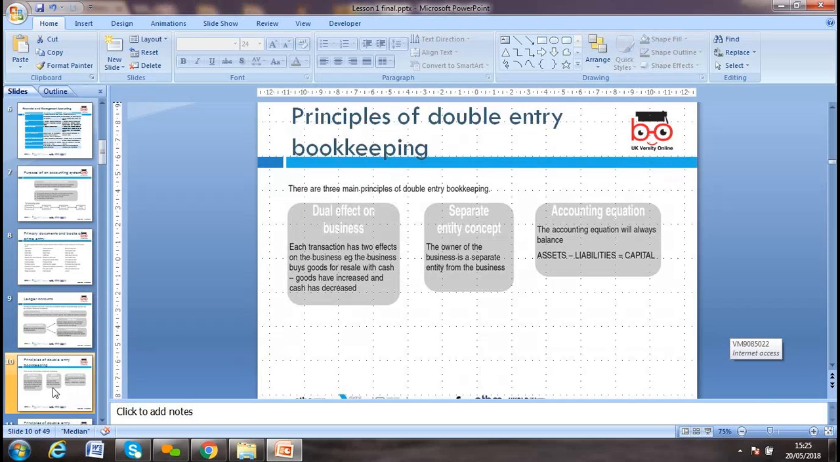Accounting has a principle of double entry bookkeeping, dual effect. If we have a debit, there should be a credit as well. We call it the debit and credit rule, which is double entry bookkeeping. Each transaction has two effects on the business. The business buys goods for resale with cash, so the goods have increased and the cash has decreased. Separate entity means the owner of the business can be treated separately.